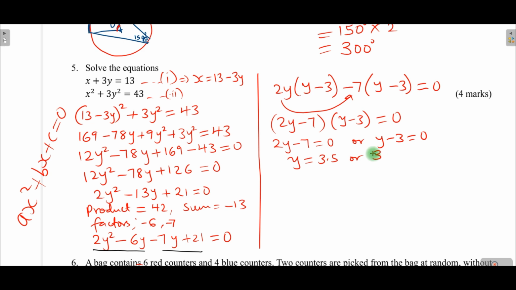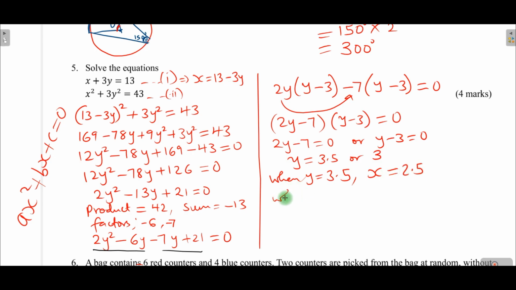So we need to get also the values of x since we are solving this simultaneous equation. So when y is equal to 3.5, what will be x? Substitute for y into this equation, 13 minus 3 times 3.5, and therefore we shall get x as 2.5.